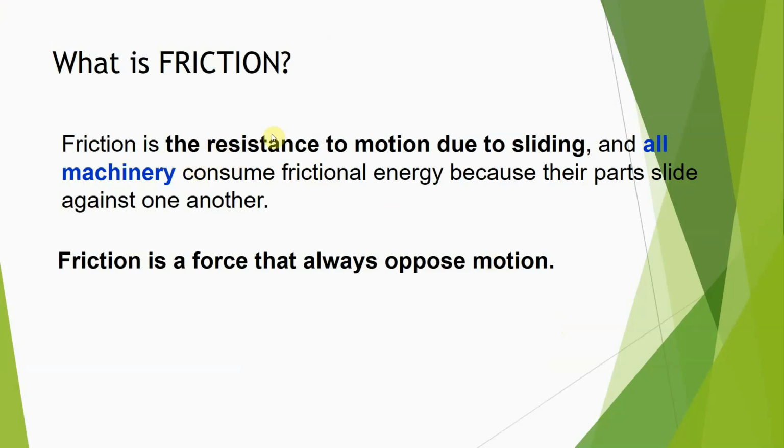So there is what you call friction, which is opposition to the motion. Friction is the resistance to motion due to sliding, and all machineries consume frictional energy because their parts slide against one another. In short, friction is a force that always opposes the motion.